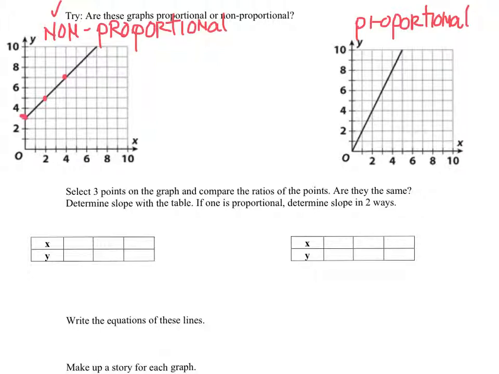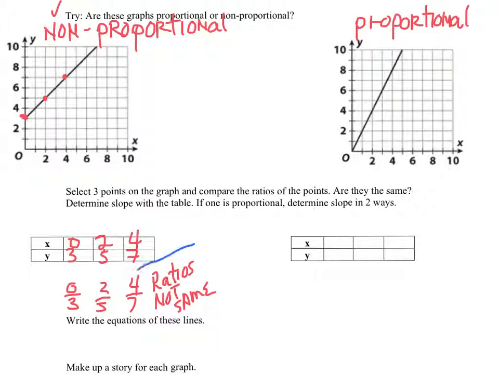I will use these 3 points on my non-proportional graph. And I place those in my table, and now find the ratios. And the ratios x over y are 0 over 3, 2 over 5, 4 over 7, and the ratios are simply not the same, as we would expect in a non-proportional graph.